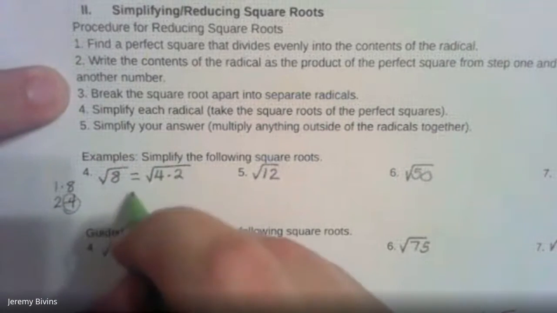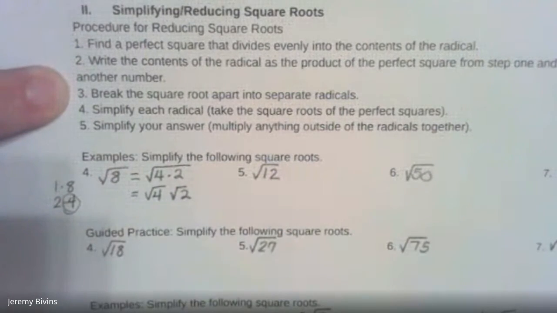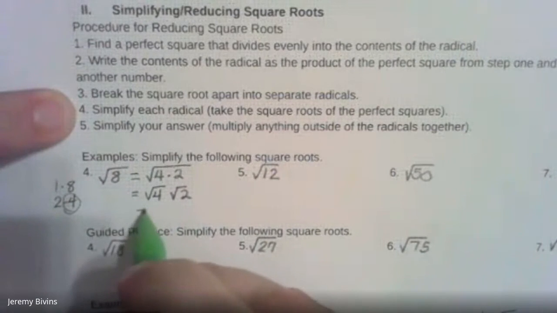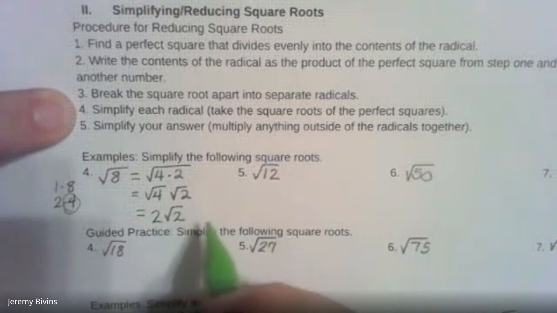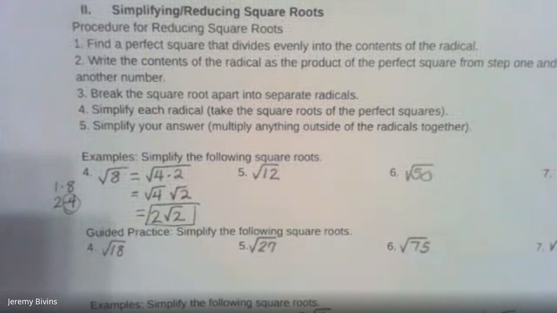Step 3 is where we actually break the product apart, just like this. And now we take the radical of the square root. Square root of 4 is 2. Radical 2 stays behind. And this is our answer.